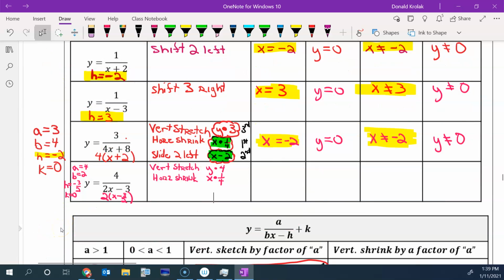Then we've got ourselves a slide. Whoops, I made a mistake here, guys. This H should be +3/2, not negative. So this thing's going to slide to the right.